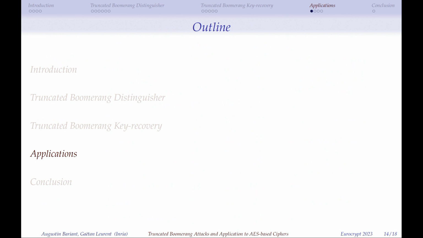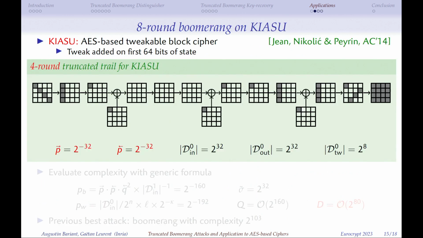So I will quickly talk about other applications. The first one, which is quite nice, is on Kiasu. Kiasu is a tweakable block cipher based on the AES. And because it's a tweakable block cipher, you can have differences in the tweak that will be introduced inside your state. Because of this, you can have a 4-round truncated trail with one extra round in the middle that is completely inactive, because the difference in the state cancels with the difference from the tweak, and this gives you one round for free. So this trail has probability 2 to the minus 32.